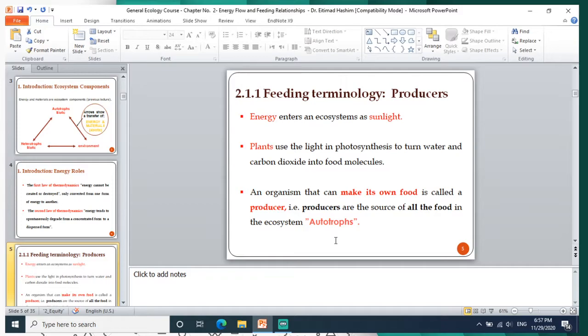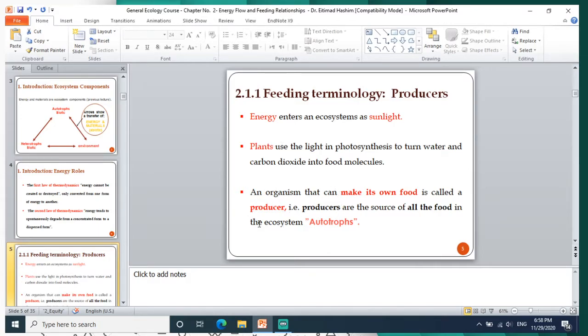Before going through the energy flow, we will discuss some of the feeding terminology that we will find in the energy flow, food chains and food webs. Energy enters the ecosystem as sunlight, and the plants use the sunlight in the photosynthesis process to turn water and carbon dioxide into food molecules or glucose. An organism that can make its own food from these simple materials, carbon dioxide and water, is called a producer. So a plant is a producer.